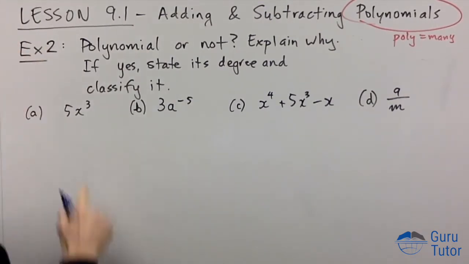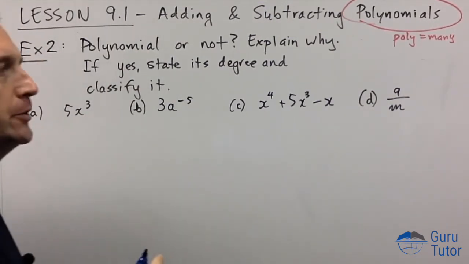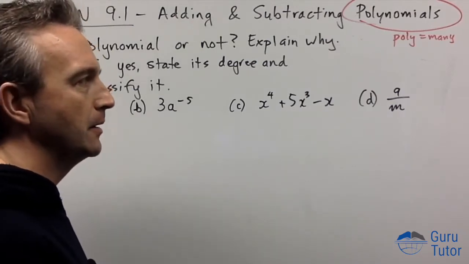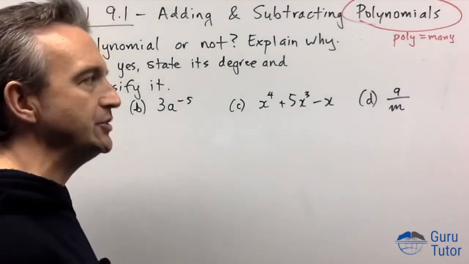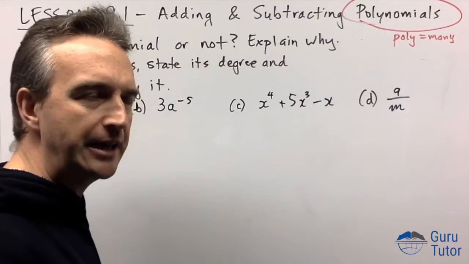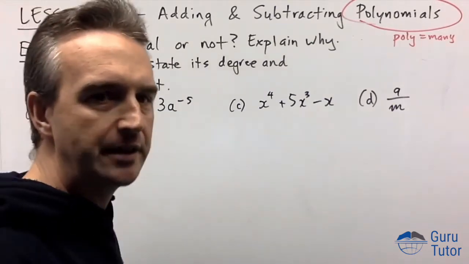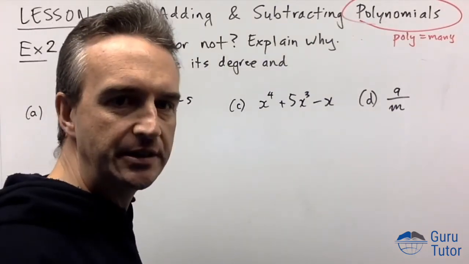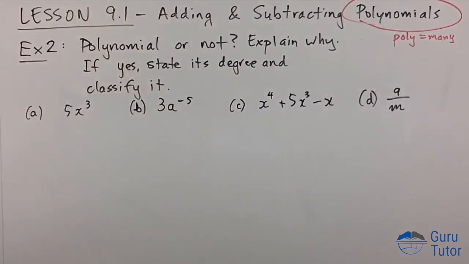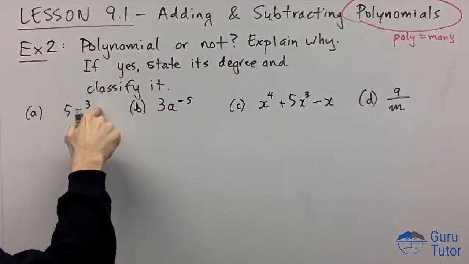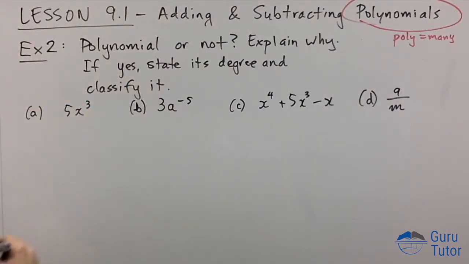So the first one here, 5x cubed. Remember, a polynomial has to have non-negative integer exponents. In other words, the integers can be 0 or larger, and they must be whole numbers, no fractions in the exponents. So what about this first one here? X cubed, that's okay, times 5. Yes, this is all right. This is a polynomial.